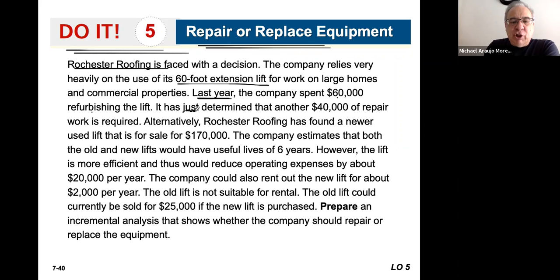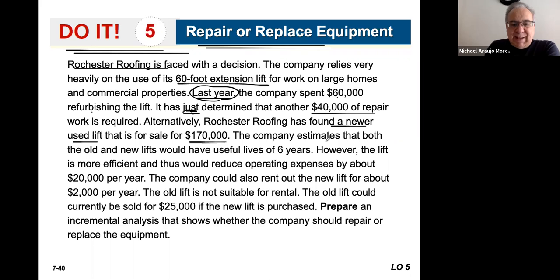It has just determined, so this is current, this is last year, right? Anytime you see this last year stuff, it's a sunk cost. It already happened. Nothing to do with today. But it was just determined that they would need another $40,000 of repairs. Alternatively, they found a newer lift, it's used, but in good shape, that's for sale for 170 grand.